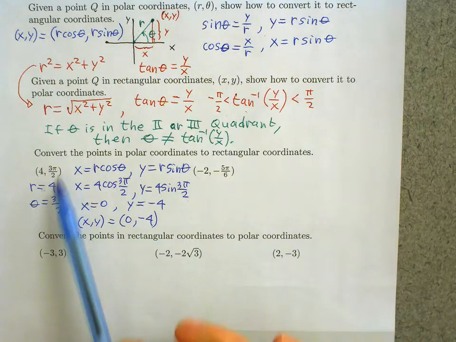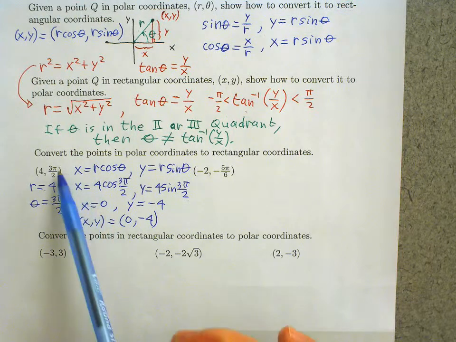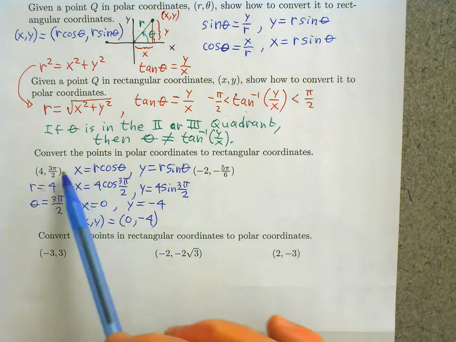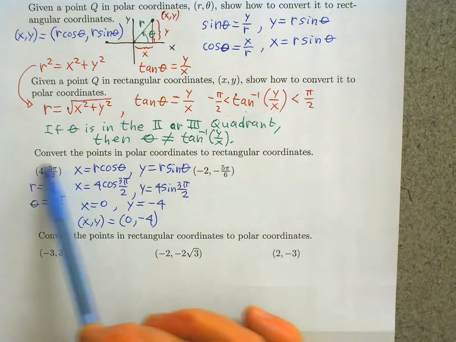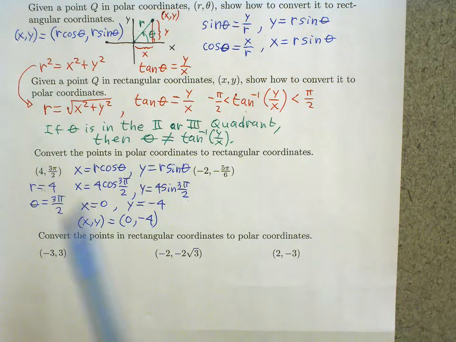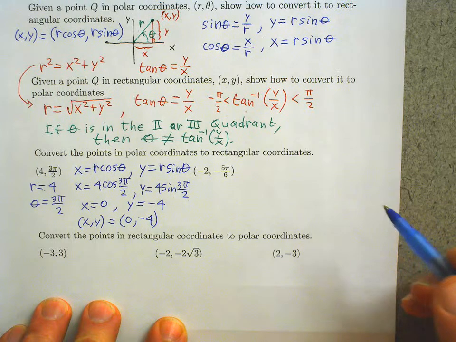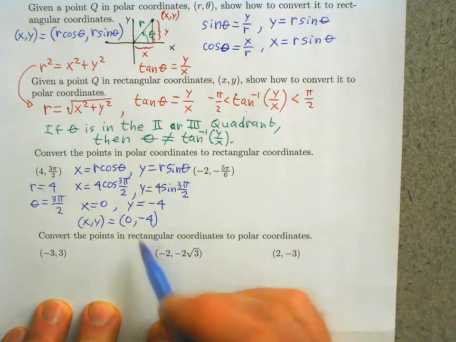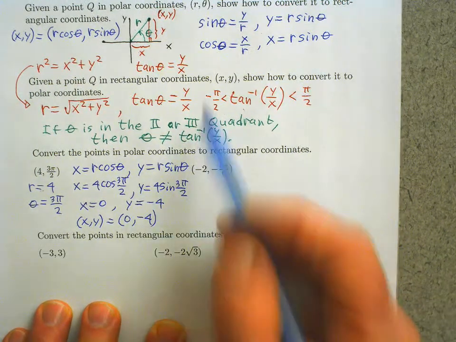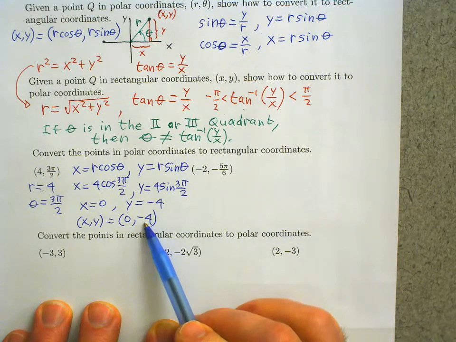You could see that graphically. 3 pi over 2, that's equivalent to 270 degrees. So the angle terminates on the negative y-axis. And so on the negative y-axis, the x-coordinate is 0 and the y-coordinate is negative.